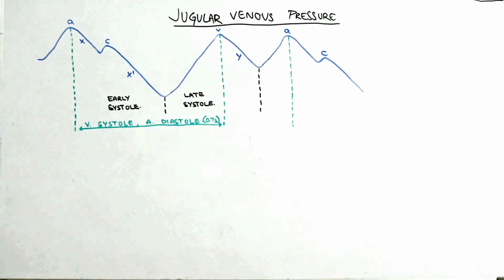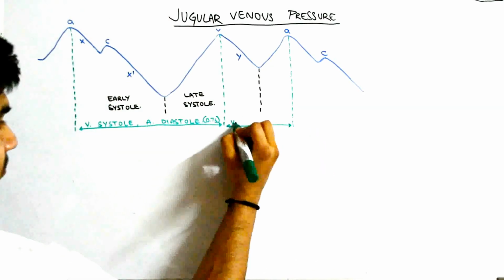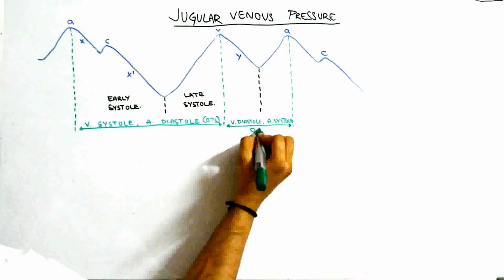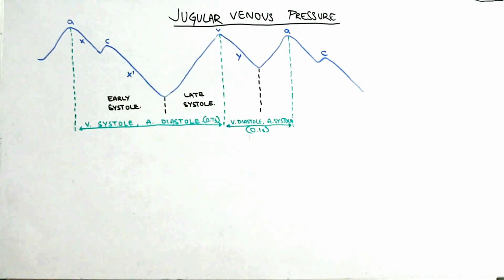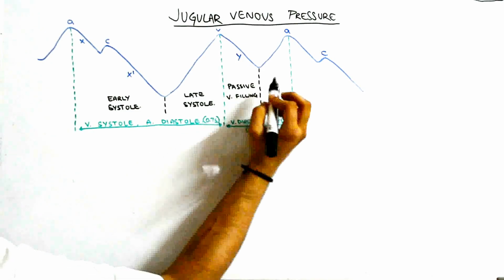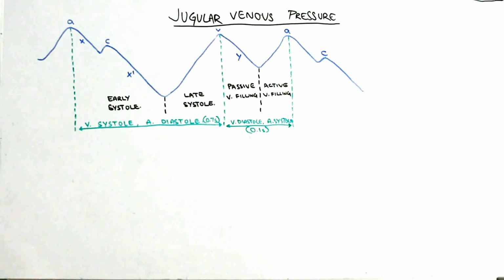Now the phase that lasts from the V wave to the A wave is known as the ventricular diastole and the atrial systole. This lasts for 0.1 seconds. So this phase is further divided into the passive ventricular filling phase, that is when the ventricle is relaxing, and the active ventricular filling phase when the atrium is contracting.